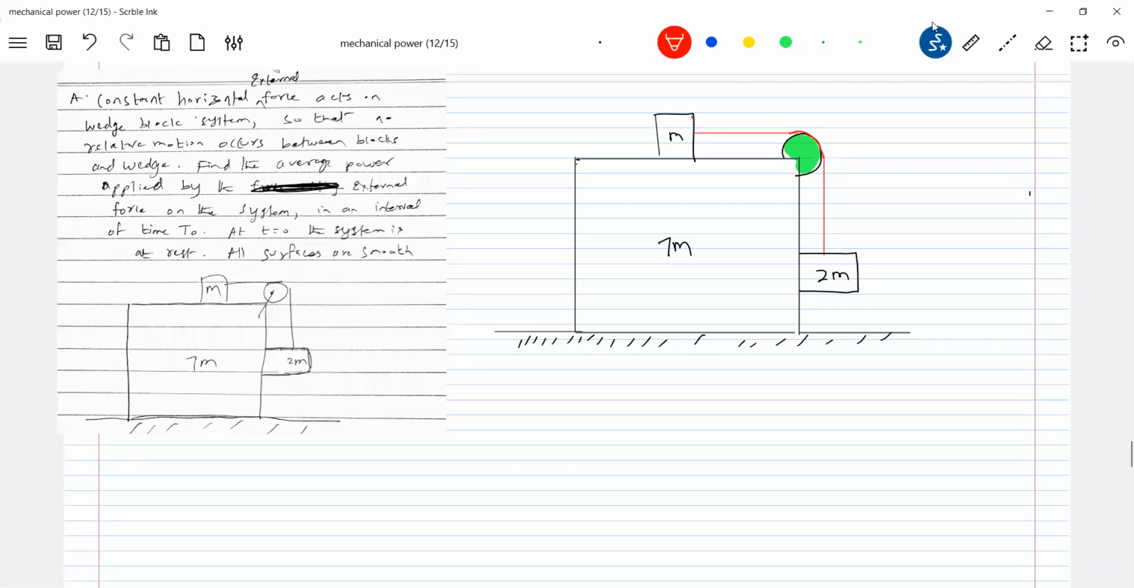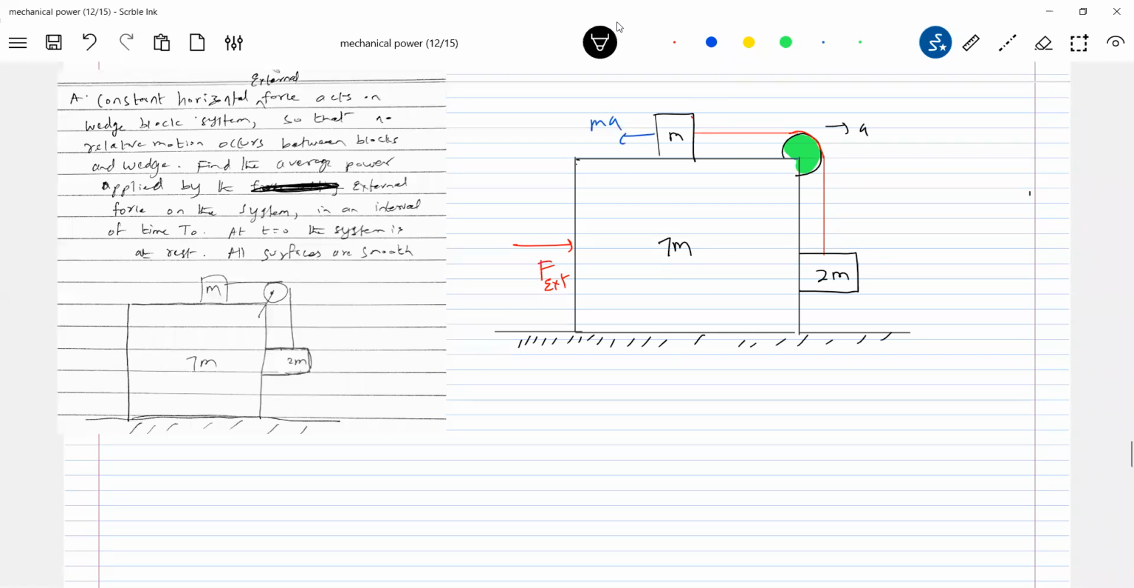There is something telling there is no relative motion between the blocks. Is it possible? Blocks cannot move? Yes, no. I'll apply force. This is the external force. Because of this, the wedge will accelerate, and it's telling there is no relative motion. So the wedge and everything will have the same acceleration. If you do this problem in the wedge frame, a pseudo force will act.